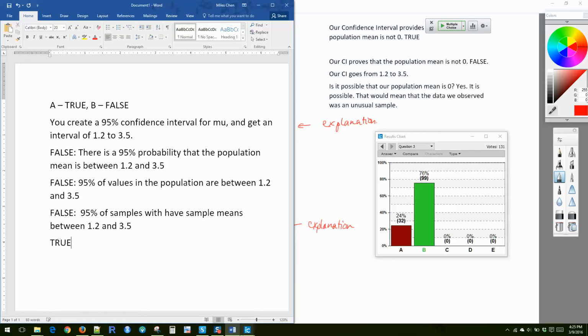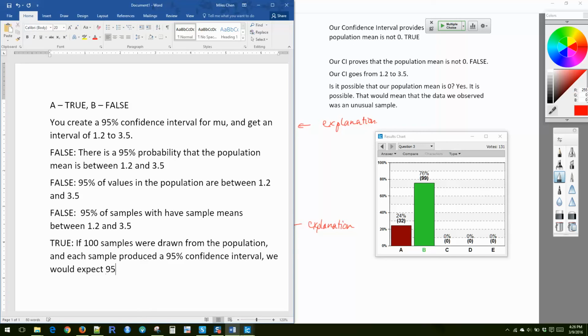What would be true is that if 100 samples were drawn from the population, and each sample produced a 95% confidence interval, we would expect 95% of those confidence intervals to capture the true population mean.